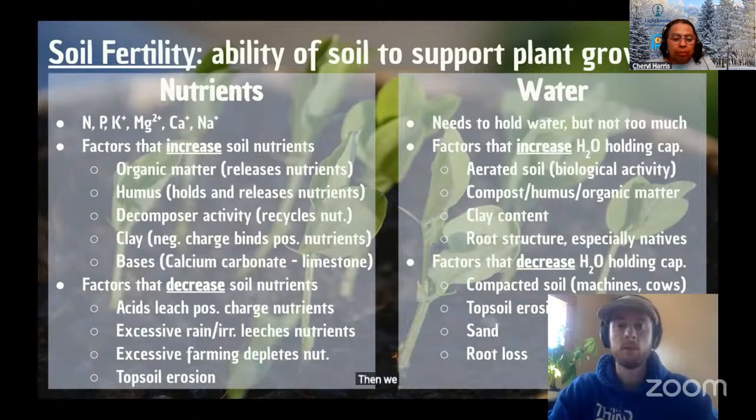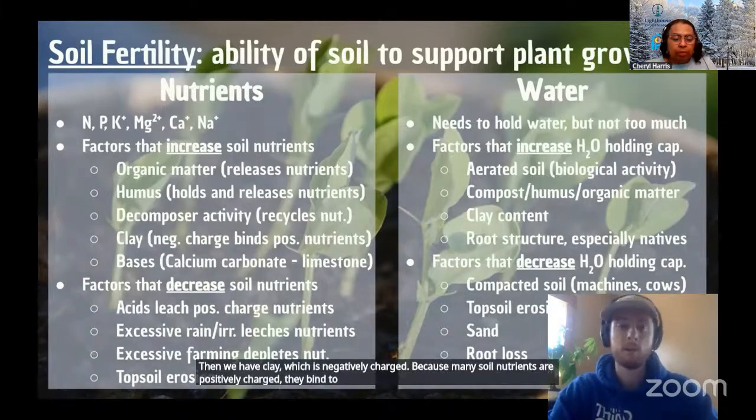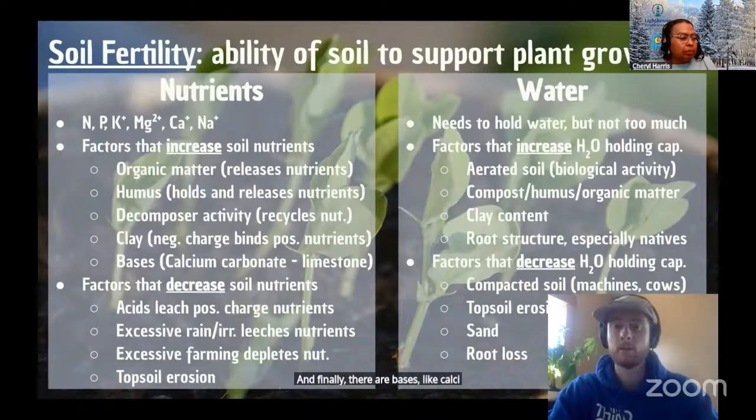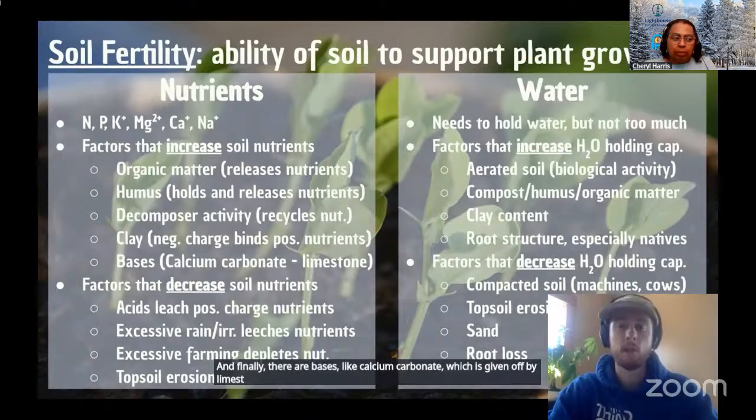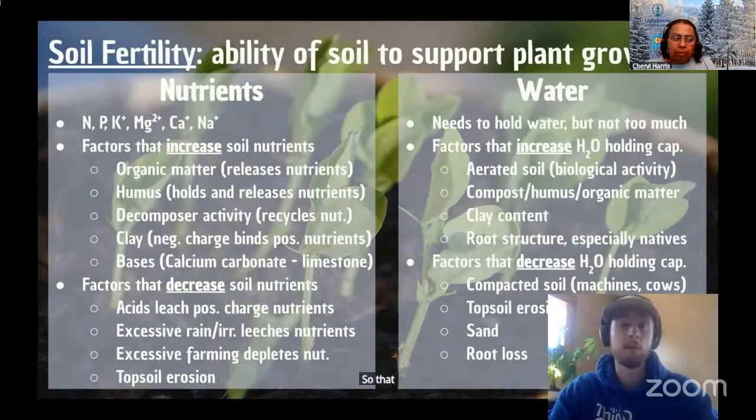Then we have clay, which is negatively charged. Because many soil nutrients are positively charged, they bind to clay particles, which helps them remain in the soil and available for the plants. And finally, there are bases like calcium carbonate, which is given off by limestone, and this helps buffer or neutralize the pH of soil so that it doesn't become too acidic.